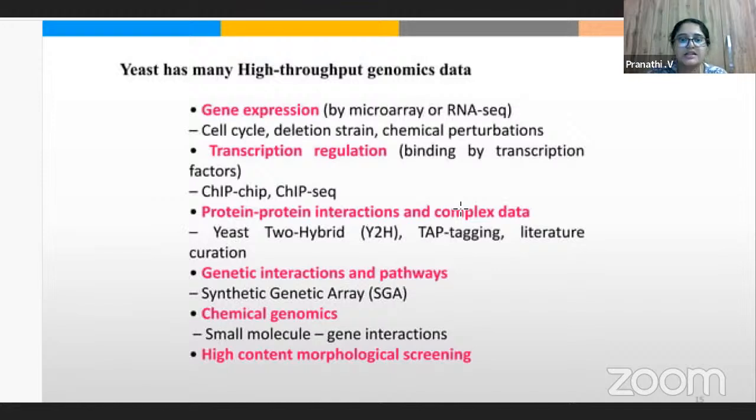So what is it that we are looking at? Through microarray or RNA sequencing, you can see the gene expression. And when we are talking about gene expression, we are looking at the different phases of the cell cycle: G1, G2, S phase, M phase, all of it put together.